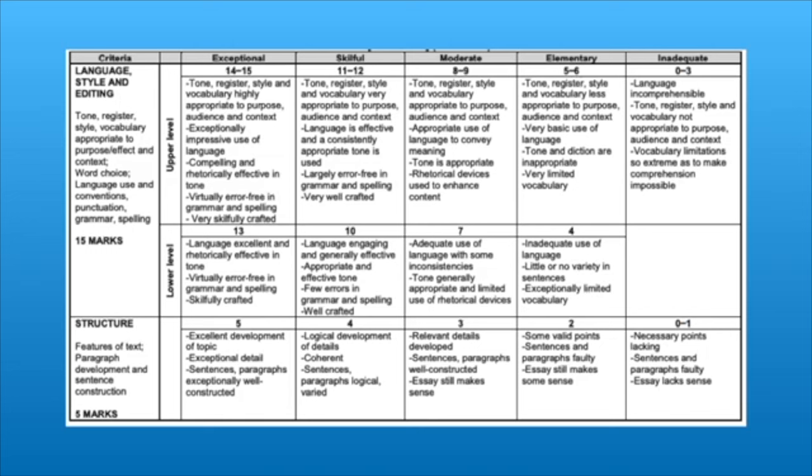And then lastly, we have structure, features of text, paragraph development, and sentence construction. That's for 5 marks, and these are easy marks to get if you really take care as you write. For the highest band, we're looking at excellent development of topic, exceptional detail, and sentences and paragraphs exceptionally well constructed. And once again, that's got to do with planning.